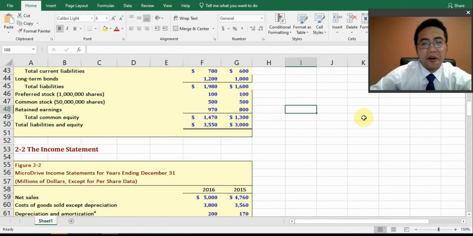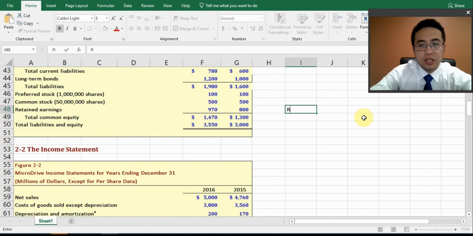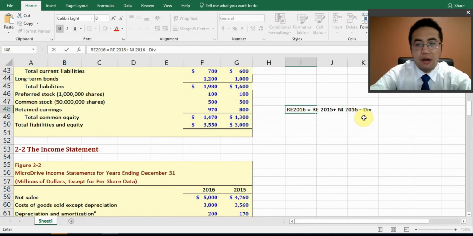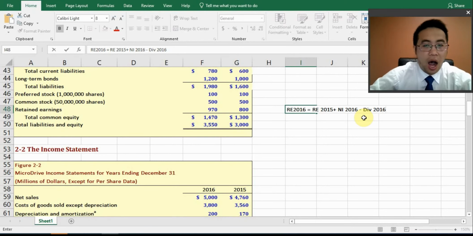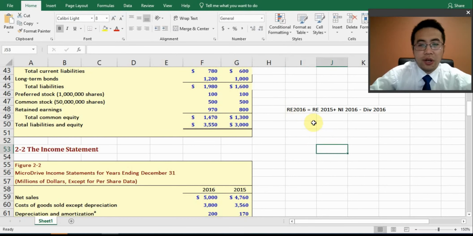All right, so retained earnings is a very important concept. So the retained earnings for 2016 equals the retained earnings of 2015 plus the net income of 2016 minus the dividend of 2016. So you need to know this formula, and in your exam, I will test you on the calculation of retained earnings, and I will not provide the formula for this because the definition of retained earnings is such an important concept in the corporate financial world, and you need to memorize it.